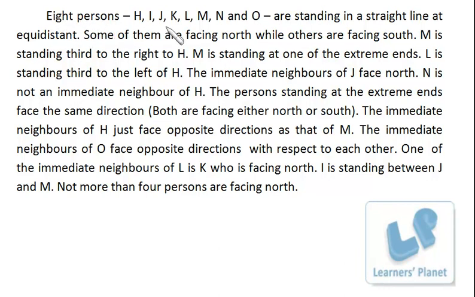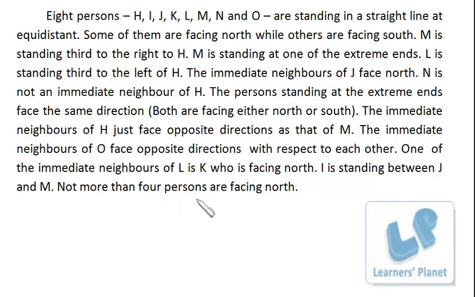8 persons H, I, J, K, L, M, N, O are standing in a straight line at equidistance. Some of them are facing north while others are facing south. Till date we have done questions where all of them are facing the same direction, and at that time the approach is different. In this case the approach will be different, right?